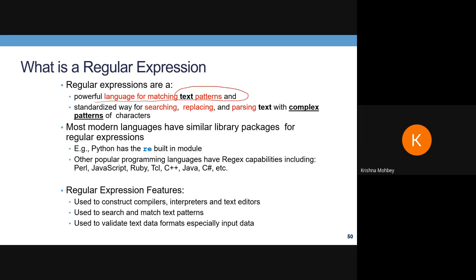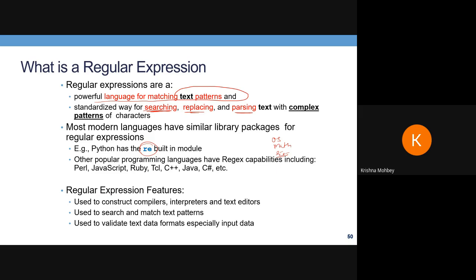So if you have any patterns we want to extract or search from the available variables, we can apply regular expressions. Most of the work is searching, replacing, and parsing. Parsing means bifurcating. Most of the modern languages have a similar library package. Like Python also has the RE module. As we have seen predefined modules, we have seen the OS module, we have seen the math module. Similarly, we have the RE module, which is for regular expressions.